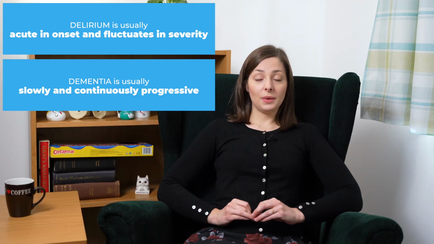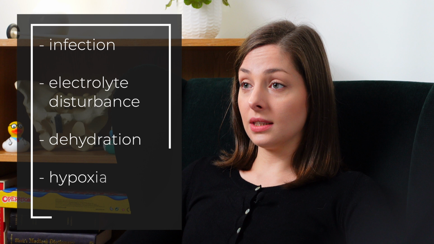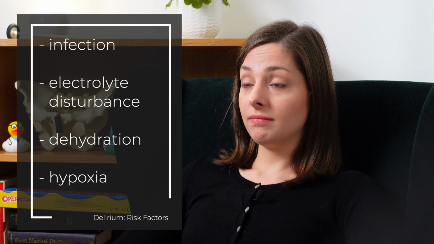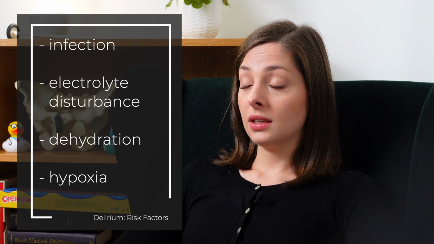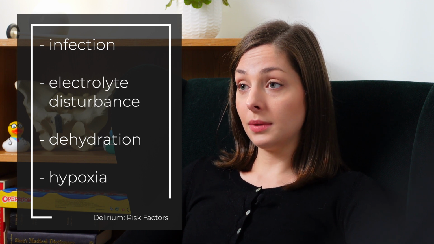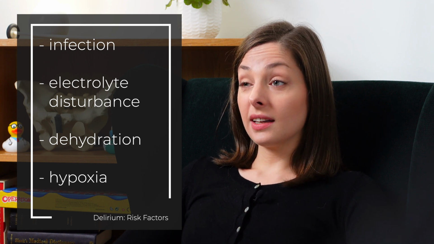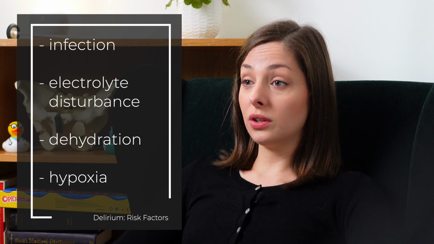Delirium tends to happen to patients who've got a vulnerable brain, so they may have had delirium before, and you can also get delirium in patients who've got dementia. Things that may precipitate delirium include infection, metabolic derangement, hyponatremia, hypernatremia, hypercalcemia, hypocalcemia, dehydration. Things like hypoxia can also contribute to acute confusion, which may be due to an intercurrent illness or a pulmonary embolism.